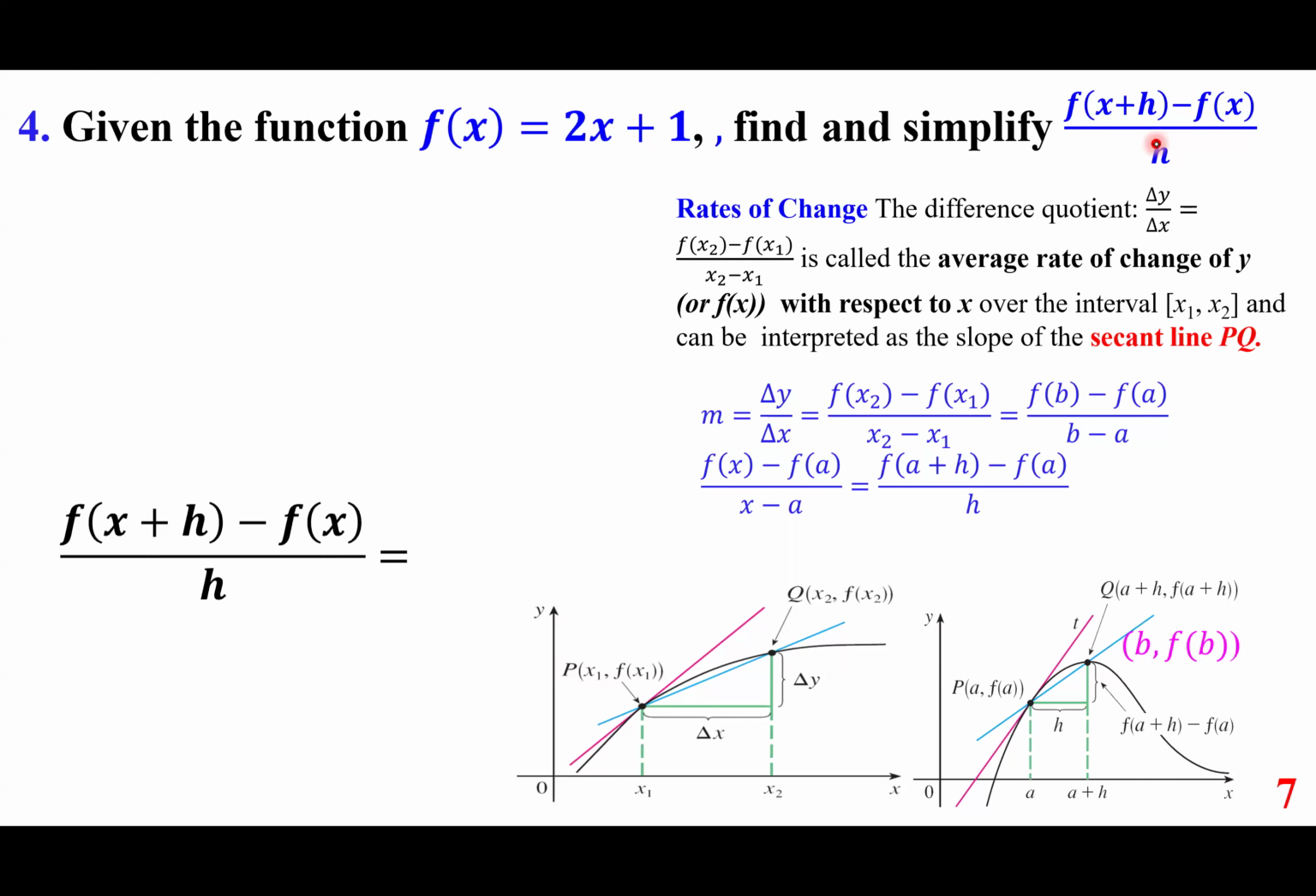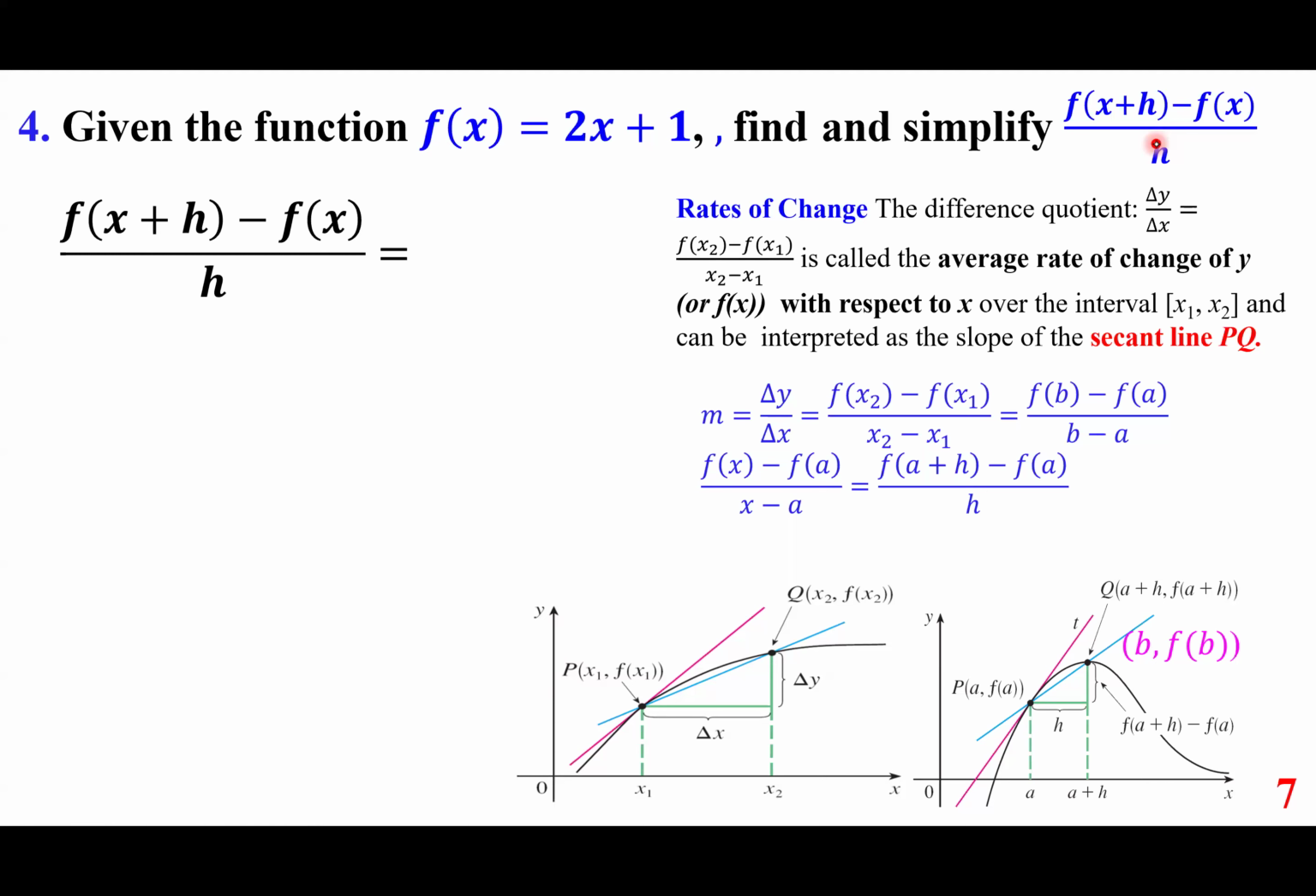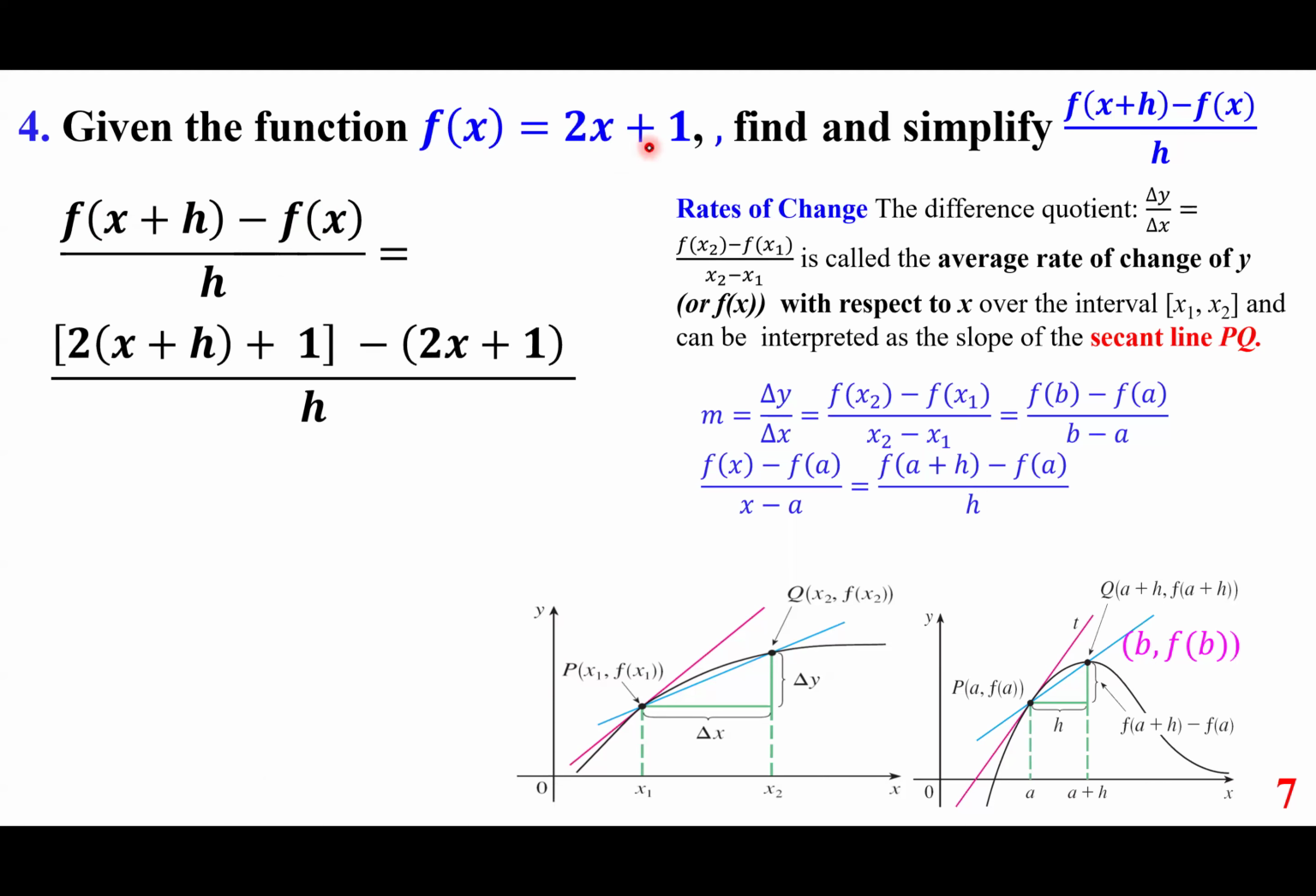So f of x plus h minus f of x over h. Obviously f of x is itself, h is fine. You are really concerned with this: f of x plus h becomes 2 times x plus h plus 1. That's it. And we are going to simplify this, everybody.